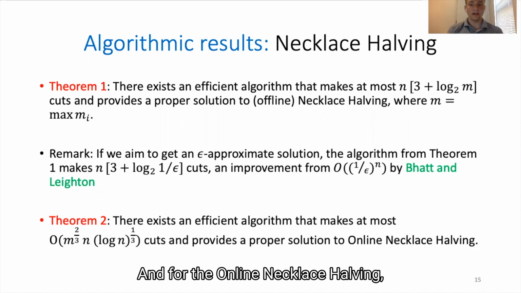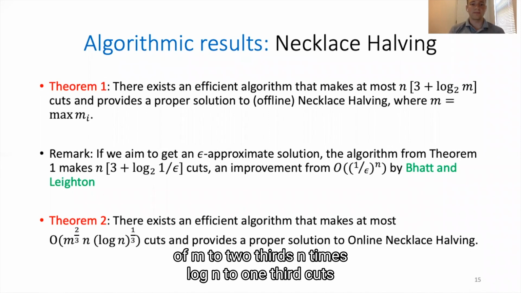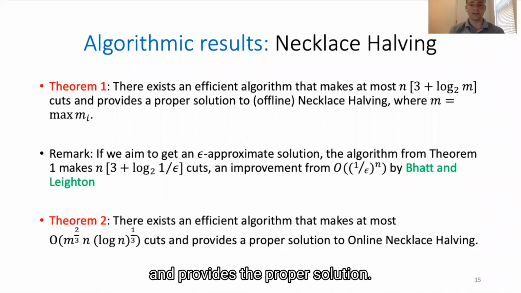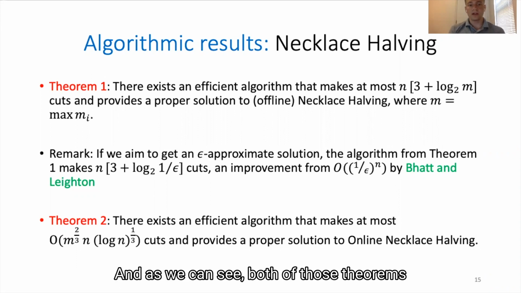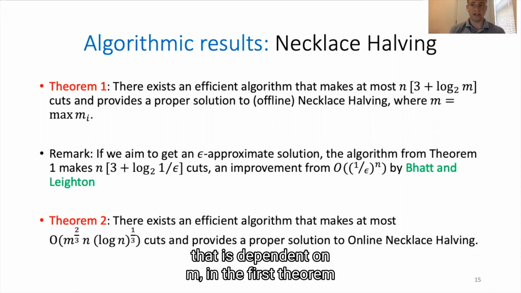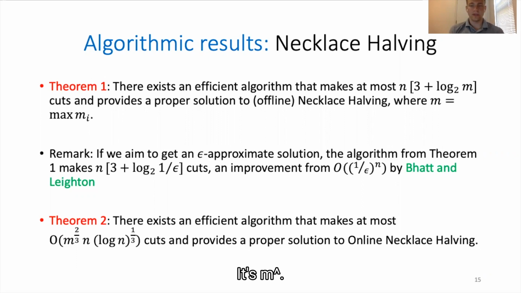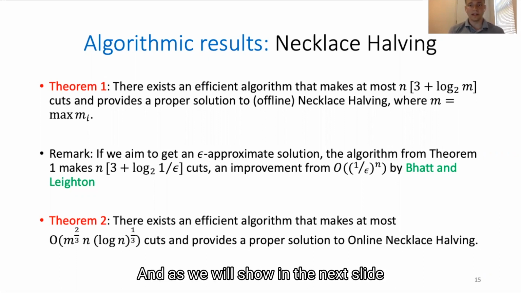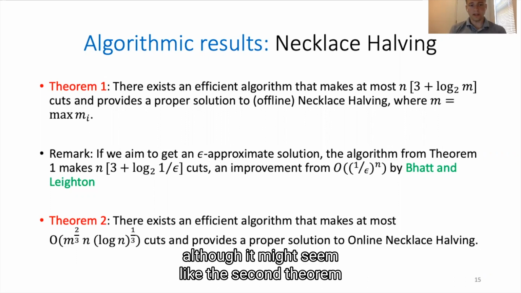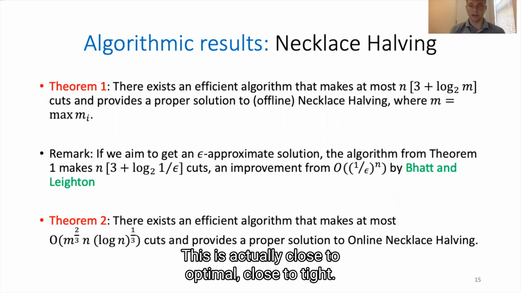And for the online necklace halving, we have an efficient algorithm that makes at most O of n to the 2/3 times log n to the 1/3 cuts and provides a proper solution. As we can see, both of those algorithms make a number of cuts that is dependent on m. In the first theorem, it depends logarithmically. The second one has a worse dependency, it's m to 2/3. And as we show in the next slide, although it might seem like the second algorithm makes a large number of cuts, this is actually close to optimal, close to tight.